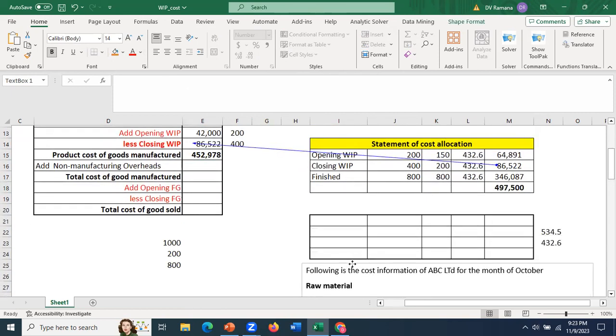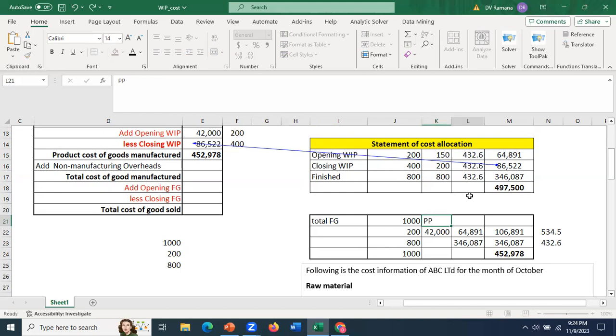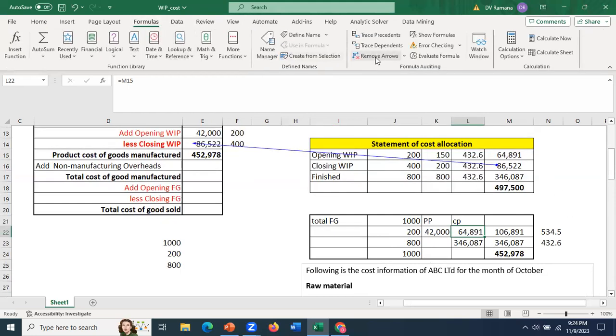The verification is just to see how did we get this 452? As we have already assumed that we are following FIFO, so 1,000 consists of 200 and 800. On 200, in the previous period, we have spent 42,000. In the current period, we have spent 64,000, right?